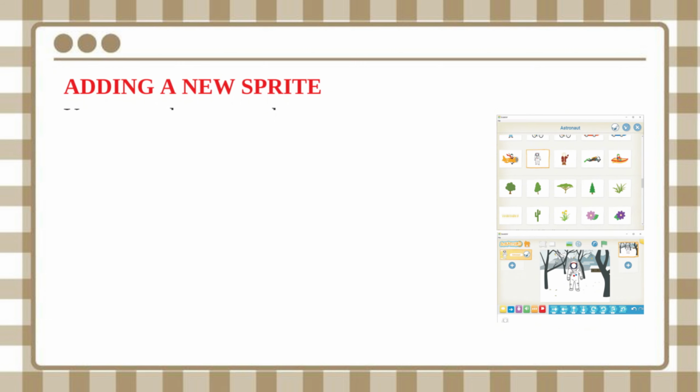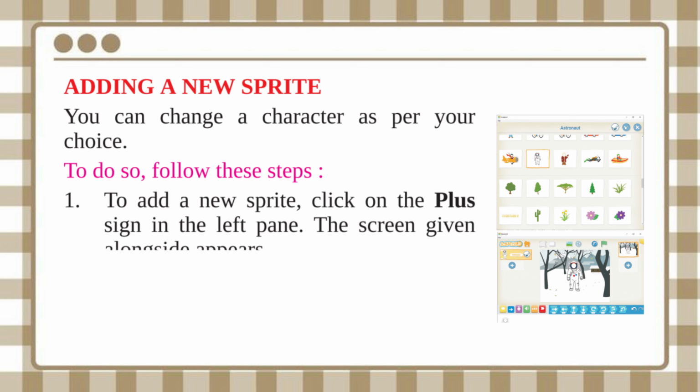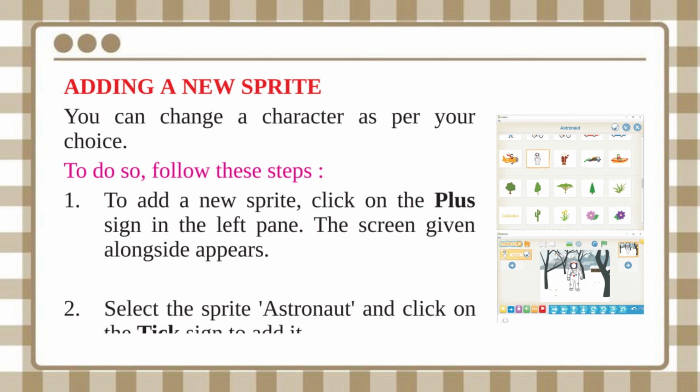Adding a new sprite. You can change a character as per your choice. To do so, follow these steps. 1. To add a new sprite, click on the plus sign in the left pane. The screen given alongside appears. 2. Select the sprite, Astronaut, and click on the tick sign to add it.